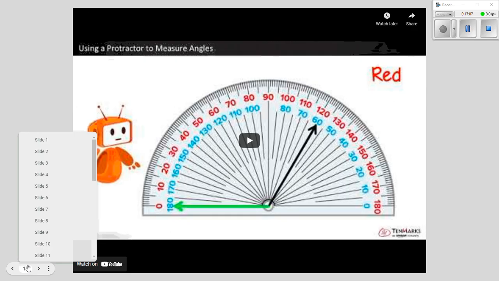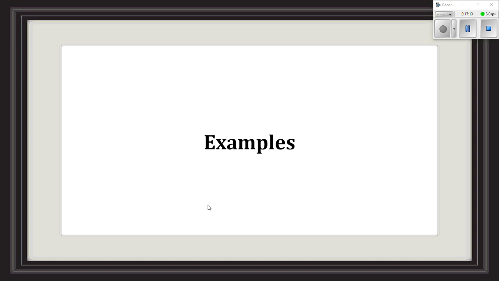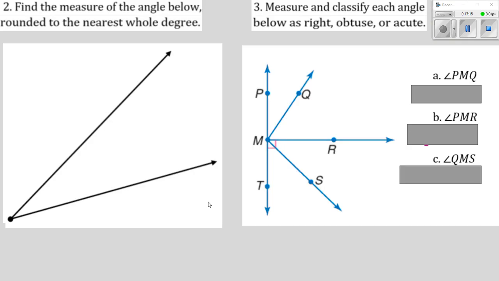Okay, so you just learned how to use a protractor. Let me go on to the next slide, and we're going to be doing examples. For number two, it says find the measure of the angle below, rounded to the nearest whole degree. As you can see, we have this angle, and you would have to place the edge of your protractor on the bottom ray, making sure that the vertex is centered with the protractor.